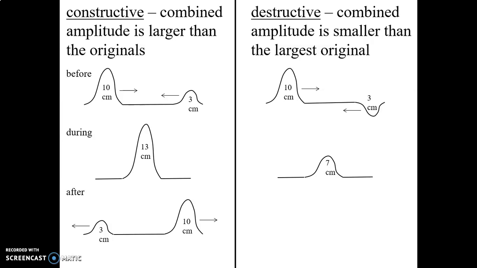So once again, the waves continue on their way as if nothing ever happened. So the 3 centimeter trough continues, the 10 centimeter crest continues, as if they never even met. This is known as partial destructive interference.